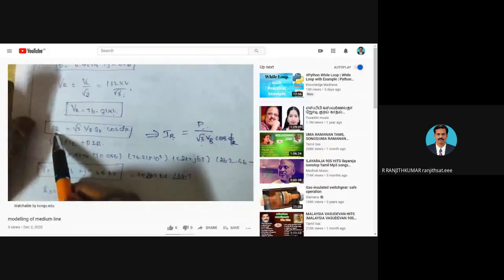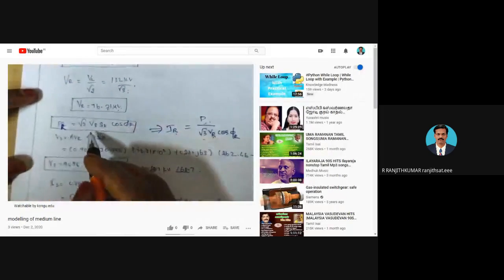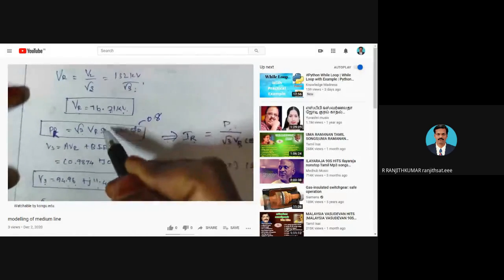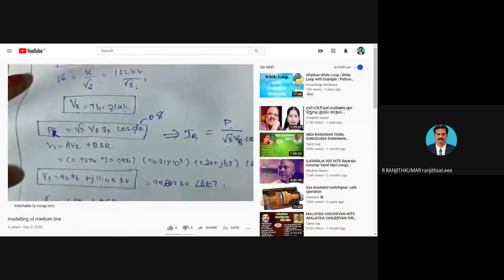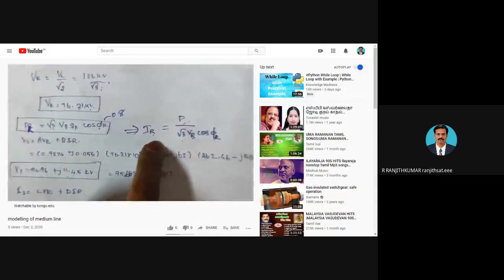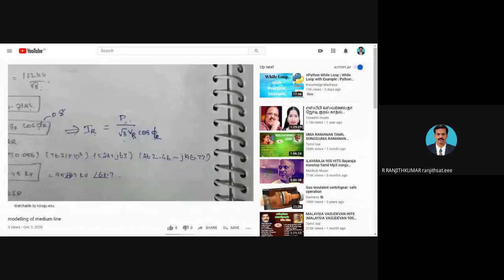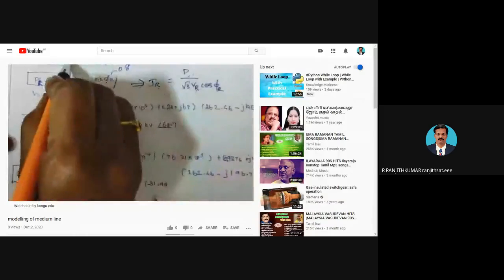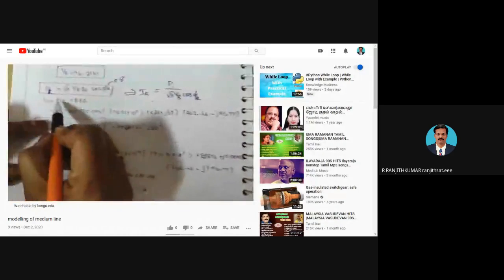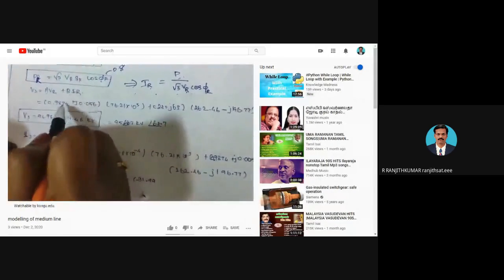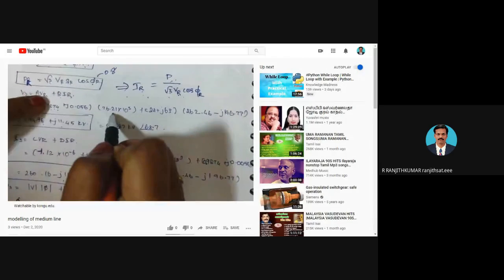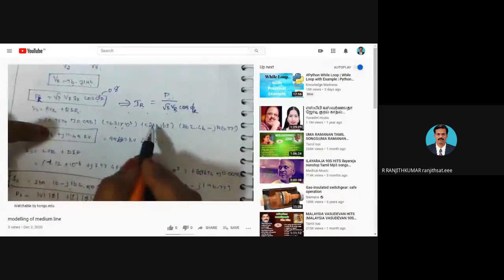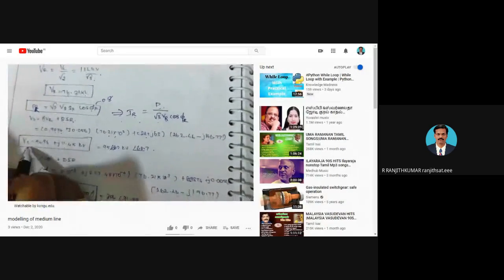Next, the given data is PR, with suffix R: root 3 VR IR cos phi R. Cos phi R is given in the question as 0.8. VR we have calculated here. So if you substitute here, IR is equal to PR divided by root 3 VR cos phi R, and you can get the value of IR. After calculating VR and IR, if I substitute A into VR plus B into IR, we know the values of A and VR. Here you have to substitute the phase value, not 132, and similarly B into IR. So you will have your VS value.